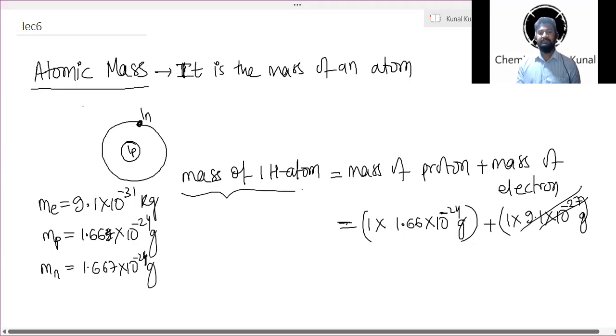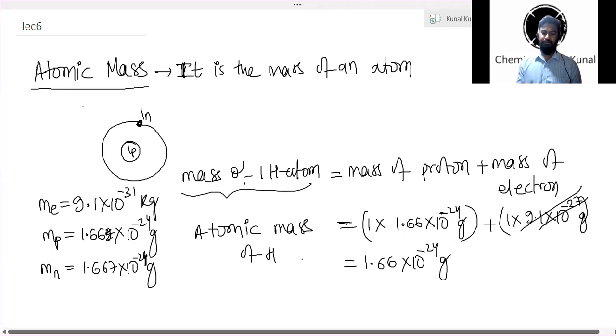So what is the meaning of the mass of one hydrogen atom? The atomic mass of hydrogen is nothing but the number of protons and neutrons. But since there's no neutron here, we can say the atomic mass of hydrogen is going to be 1.66 into 10 to the power minus 24 grams. Isn't it? Don't you think it's too much to remember? 1.66 into 10 minus 24 grams takes a lot of time, right?